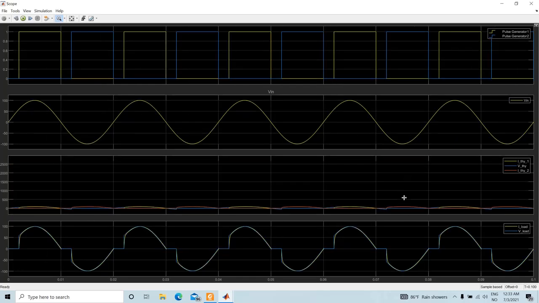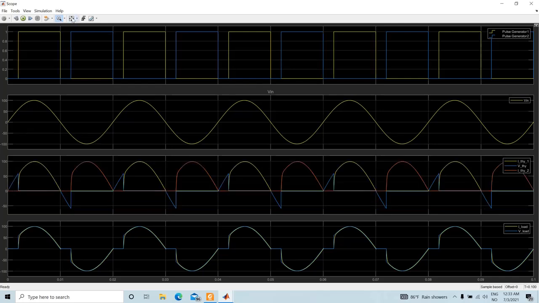Okay, and if you look carefully, this is also a bit shifted. So this is the current, and this is the voltage across the load.